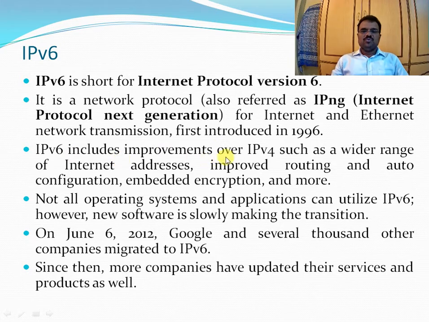IPv6 includes improvements over IPv4 such as a wider range of internet addresses, improved routing and auto configuration, amended encryption, and more. Not all operating systems and applications can utilize IPv6. However, new software is slowly making the transition to IPv6. On June 6, 2012, Google and several thousand other companies migrated to IPv6. Since then, more companies have updated their services and products to IPv6 as well.